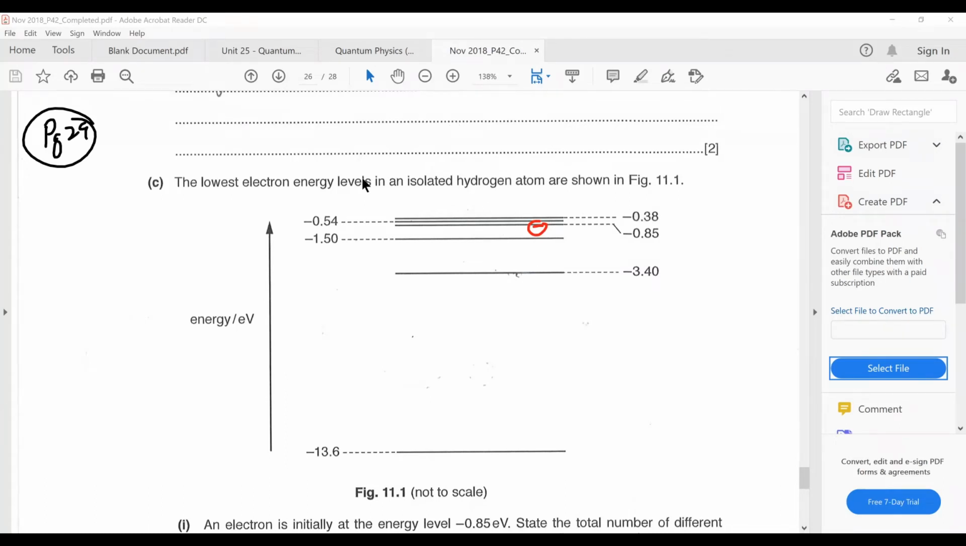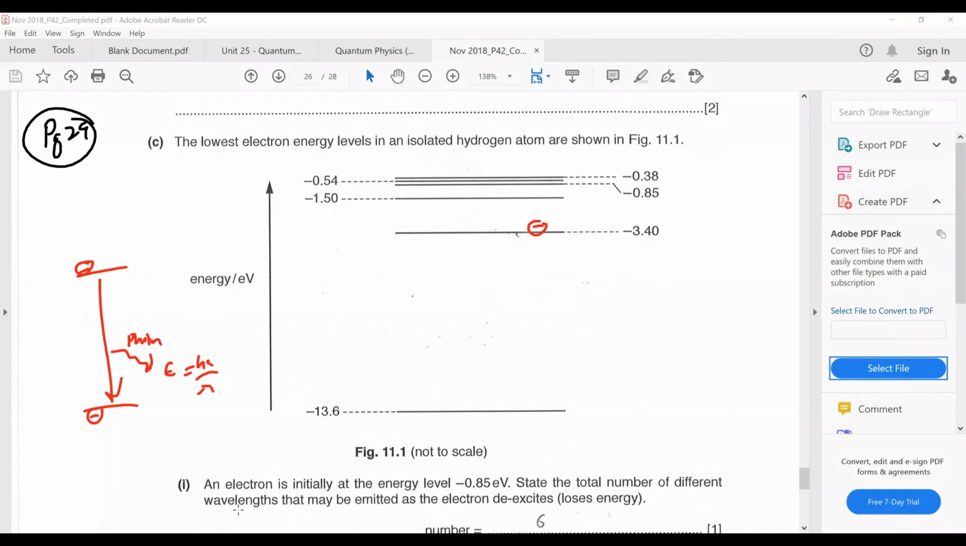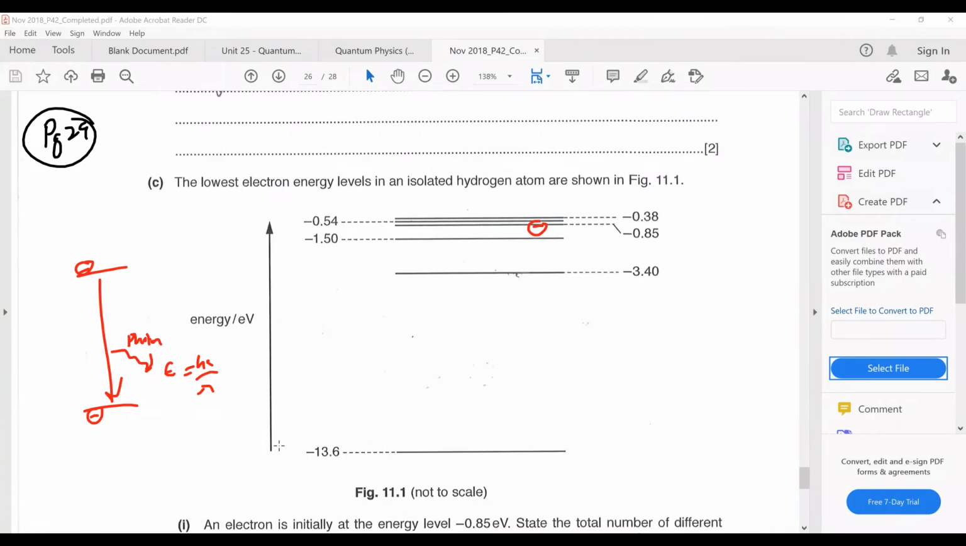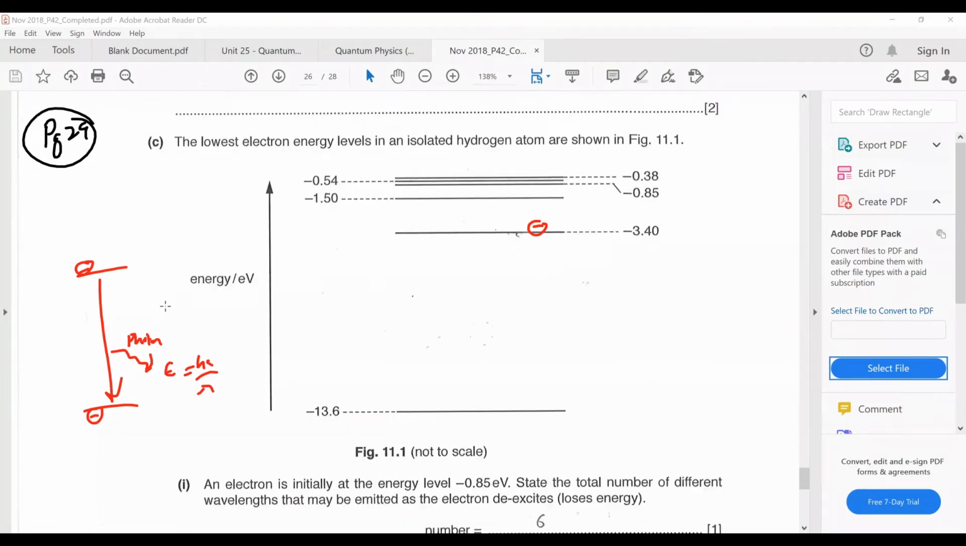So the electron now is de-exciting. It will drop down from a higher energy level to a lower energy level, and in the process it will emit a photon whose energy is hc over lambda. So when they ask you the total number of different wavelengths, they're actually asking about the total number of different photons that you will get, the different number of photon energies that you will get.